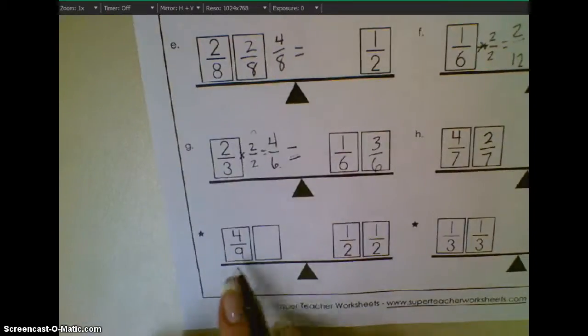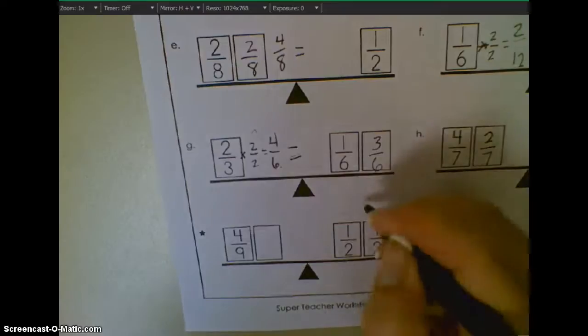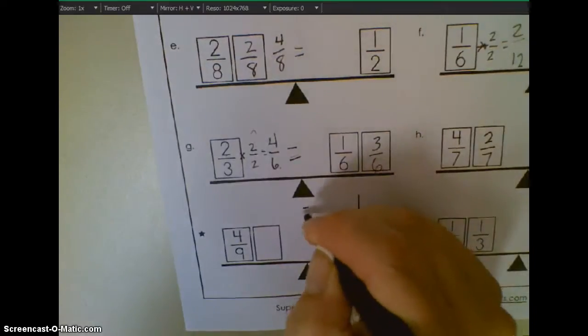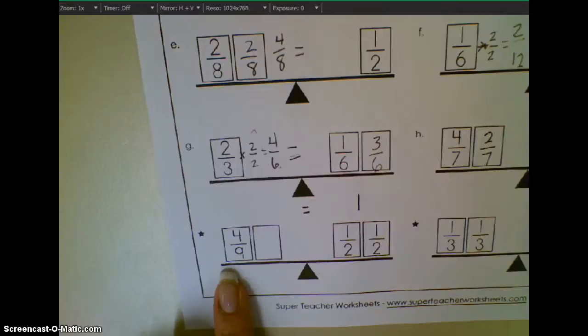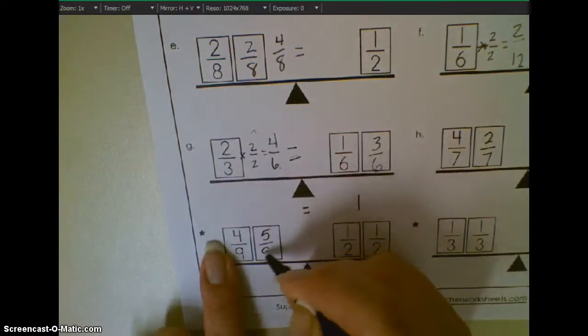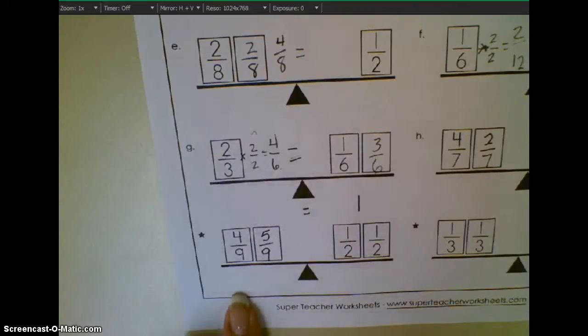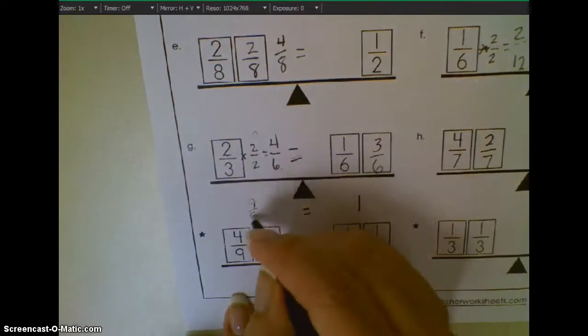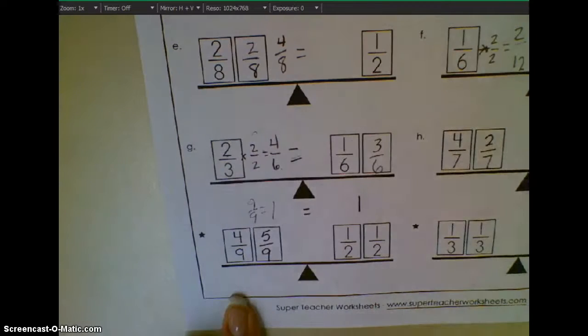Uh-oh, now we've got 9ths and we've got half and half. Well, wait a minute. If I have half and then I have another half, don't I have 1? So I have a whole 1 here. And what do I need to make it equal 1 on this side? Well, I think 4 plus another 5 will equal 9, and then I will have 9/9, and 9/9 is the same as 1. So 1 equals 1. That will work.